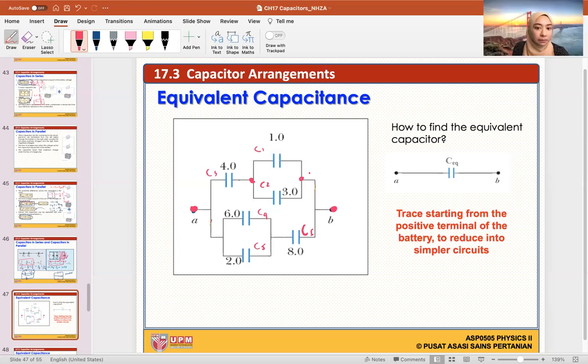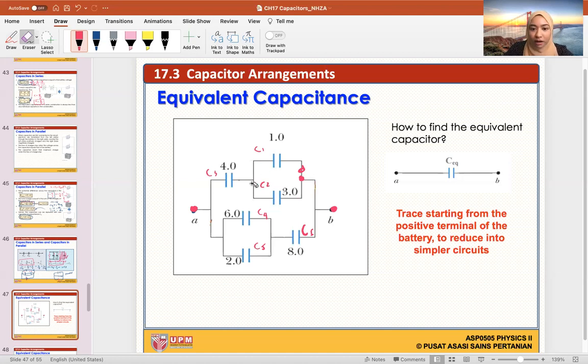Betul, they are connected by the same points. If I have points called D and E, right? C1 meets E, C1 meets D, C2 also meets E, C2 also meets D. They meet the same 2 points. So I can say capacitor number 1 and capacitor number 2 are parallel to each other.